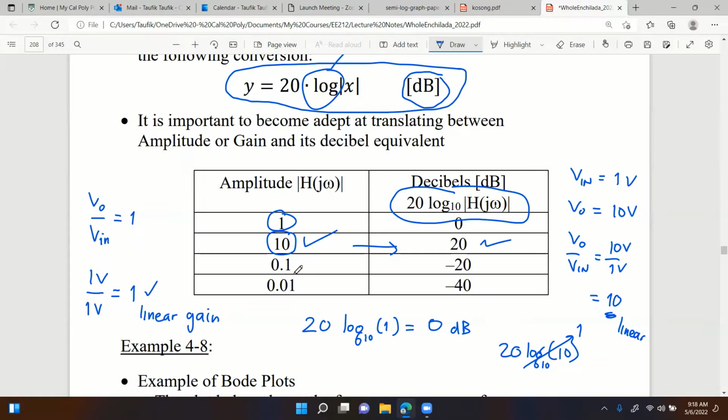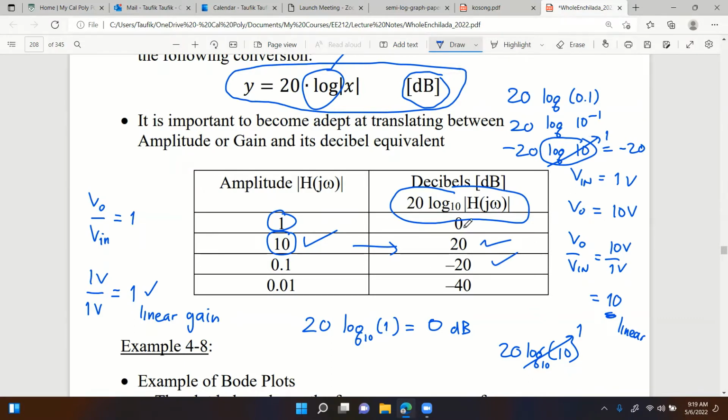Then if you have a fraction, 0.1, then of course that's going to be 20 log of 0.1, again base 10, right? But 0.1 is the same as 10 to the minus 1, right? And then you learn that that's the same as minus 20 log of 10, which is equal to minus 1. I'm sorry, minus 20. This is 1. So 1 times minus 20 gives you minus 20. And so on and so forth.